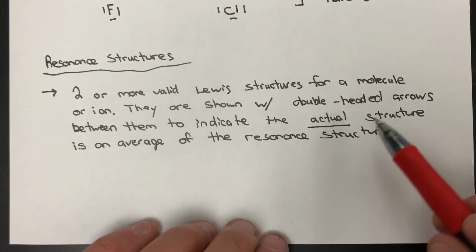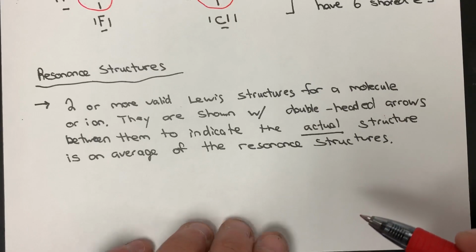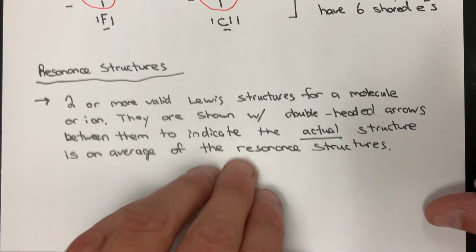They're shown with double-headed arrows between them, and we'll see that in a second, to indicate that the actual structure represents an average of these 2 resonance structures, or 3 or 4 or however many exist. So no individual picture is itself indicative of what's going on. You have to take a look at the full picture, all the resonance structures, in order to decipher the true nature of a molecule.